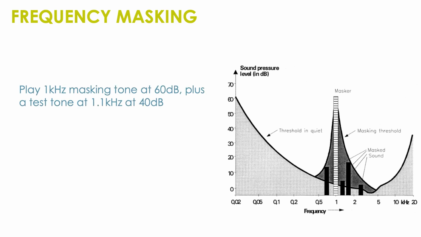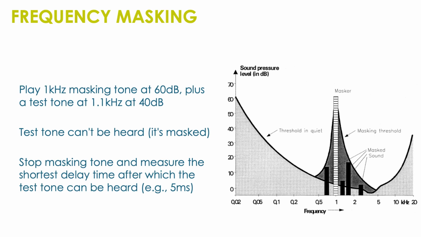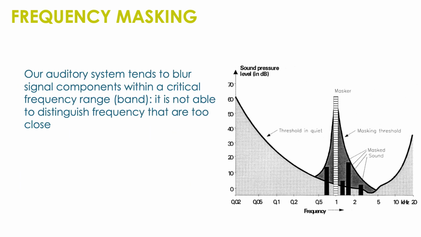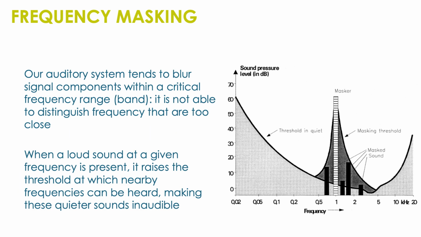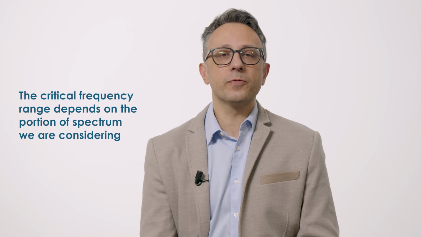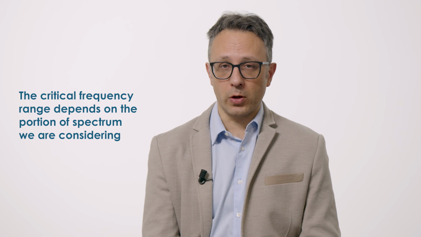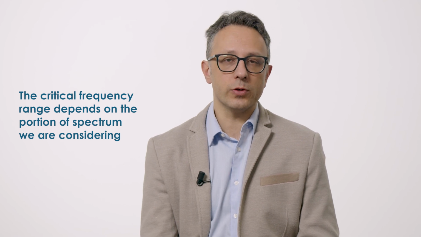Another effect is frequency masking, which occurs when a loud sound at a given frequency raises the threshold for nearby frequencies, making quieter sounds in that range not audible. Discarding masked frequencies allows us to remove redundant frequencies during compression. The critical frequency range depends, of course, on the portion of the spectrum we are considering.